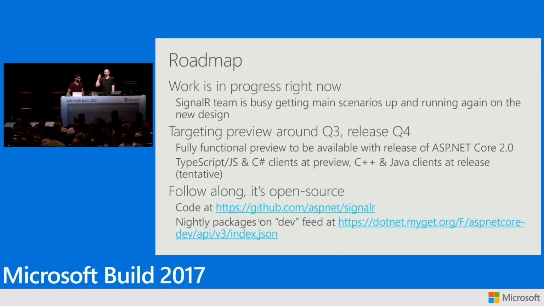So the roadmap to finish off. The work is in progress right now. We are targeting a preview around the time that we ship 2.0 of ASP.NET Core, so that when ASP.NET Core 2.0 comes out, you can get the SignalR Core preview. That will happen sometime in Q3 this year. We hope to have the TypeScript, JavaScript, and C# clients at that time, and then probably the Swift client as well. And then the C++ and Java clients would come closer towards release.